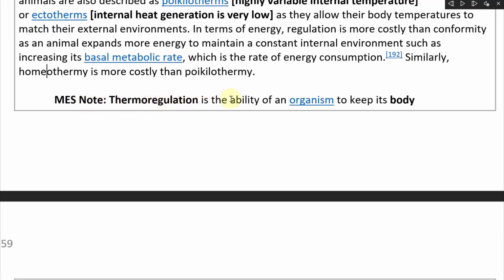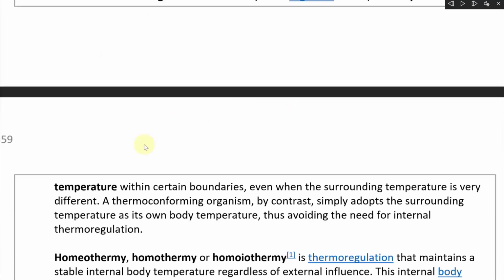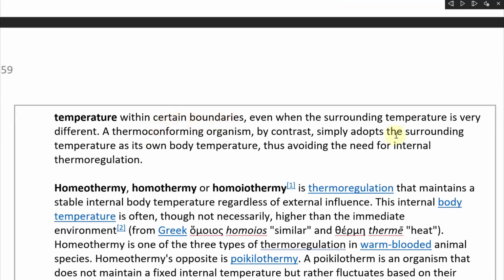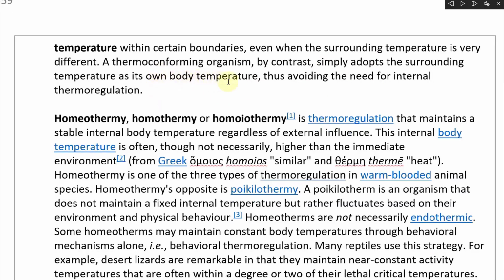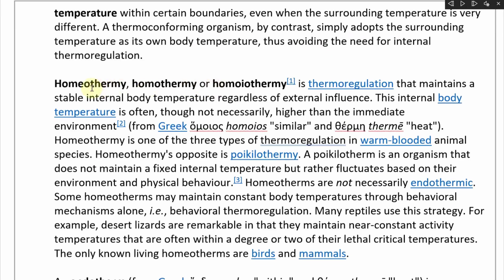So, a note: thermoregulation is the ability of an organism to keep its body temperature within certain boundaries, even when the surrounding temperature is very different. A thermoconforming organism, by contrast, simply adopts the surrounding temperature as its own body temperature, thus avoiding the need for internal thermoregulation. And homeothermy, see this pronunciation? Homeothermy. Let's try that again. I don't know why the sound switched up. Homeothermy, all right.